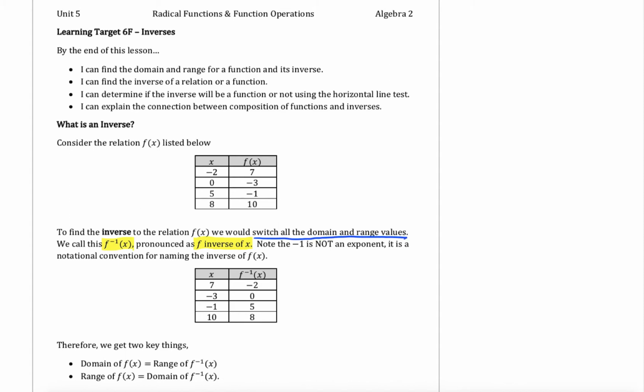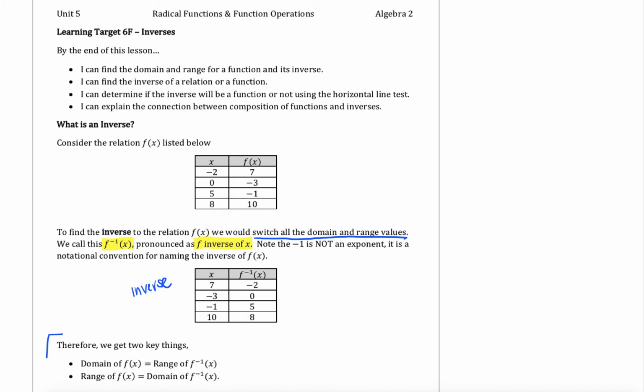So if we had our original relation up above, where -2 gets sent to 7, as we flip the domain and the range, that tells us that in our inverse down here, instead of sending -2 to 7, 7 would get sent to -2. Likewise, in the original relation, 0 went to -3, so -3 is going to 0 in the inverse. In the original relation, 5 is being sent to -1, so in our inverse, -1 is being sent to 5. And for our last point, 8 was being sent to 10, so in the inverse, 10 is being sent to 8 instead.